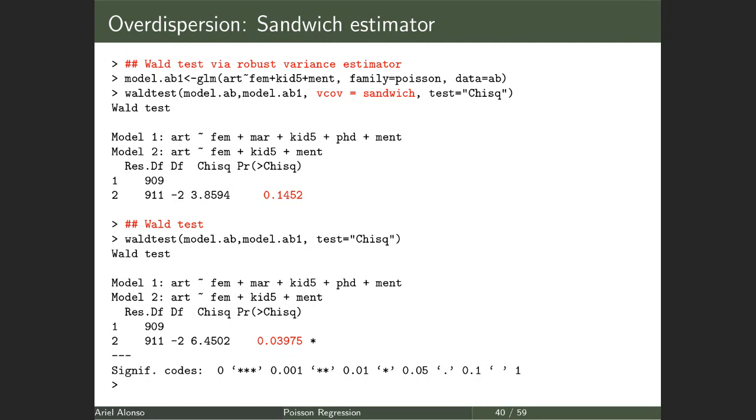And if you use the sandwich estimator, you get a non-significant p-value, so you can stay with the model over here, the most parsimonious model. However, if you use just the Poisson regression model, then you get a highly significant p-value. And then you will have to stay with this model.